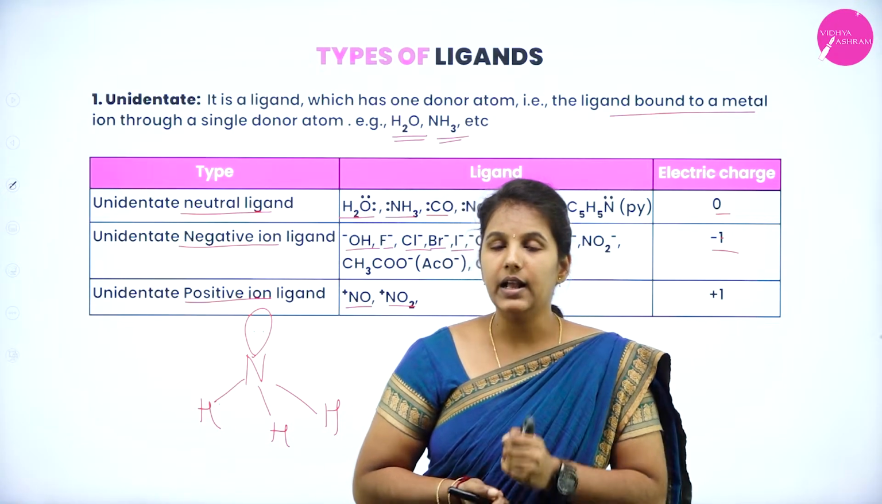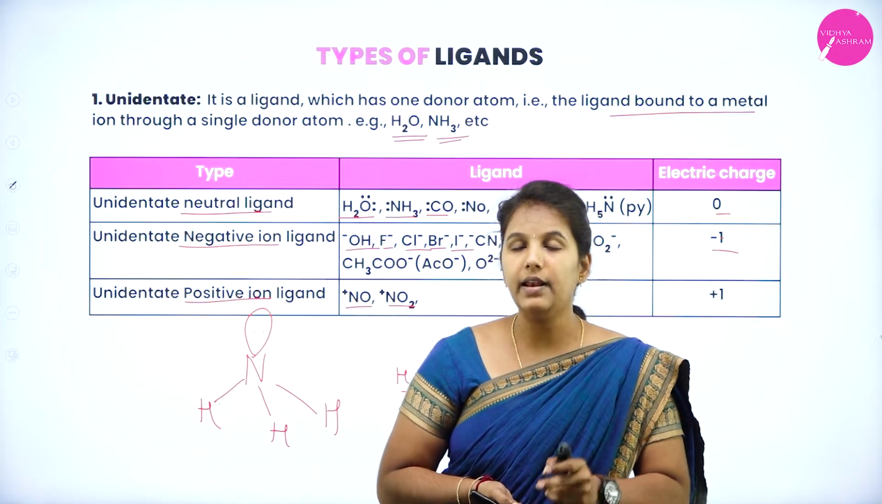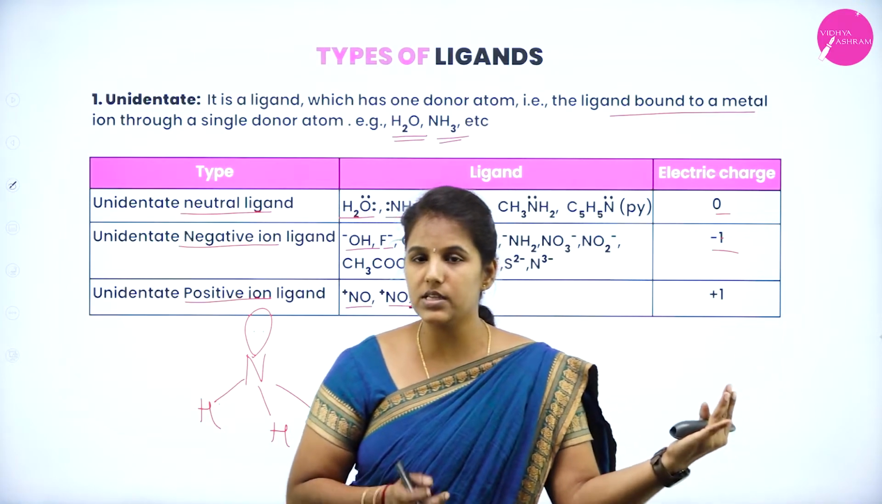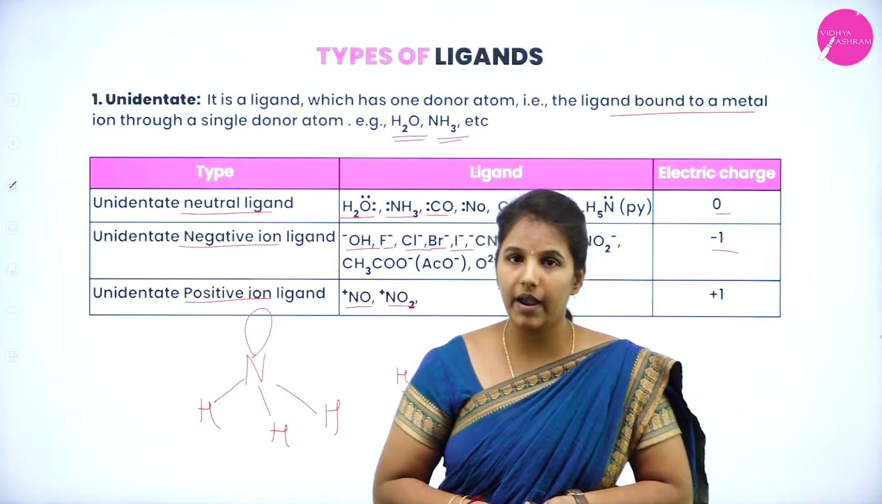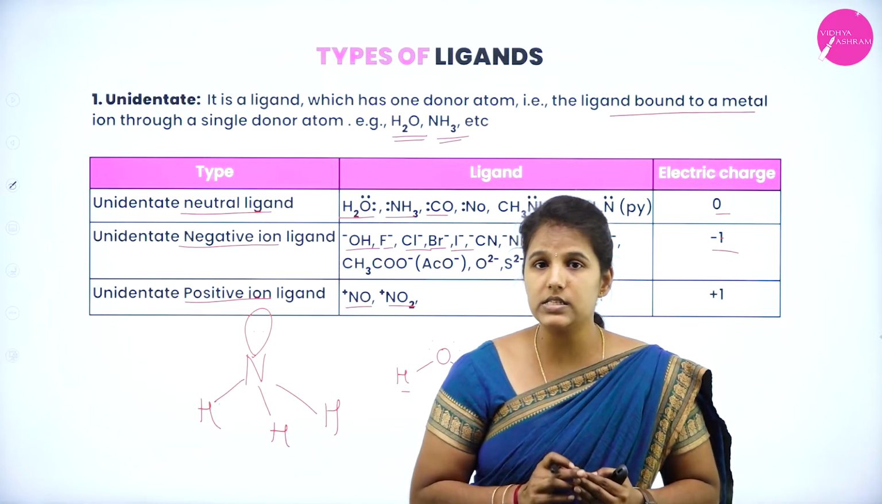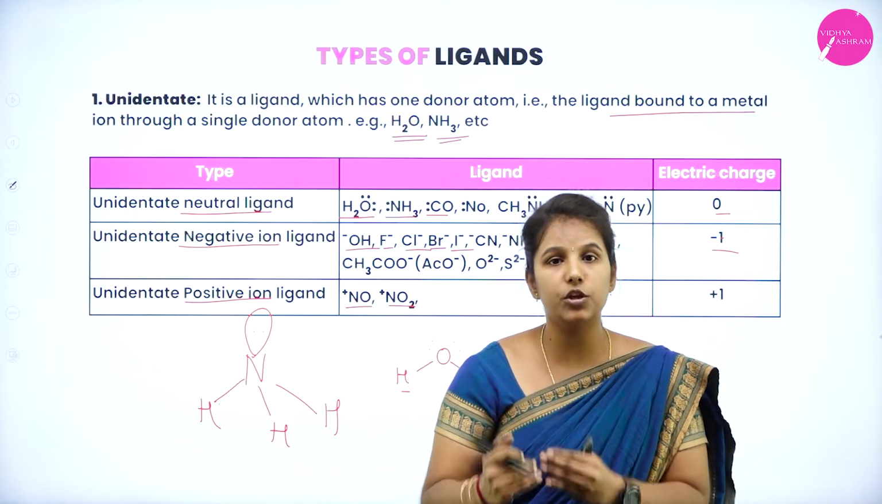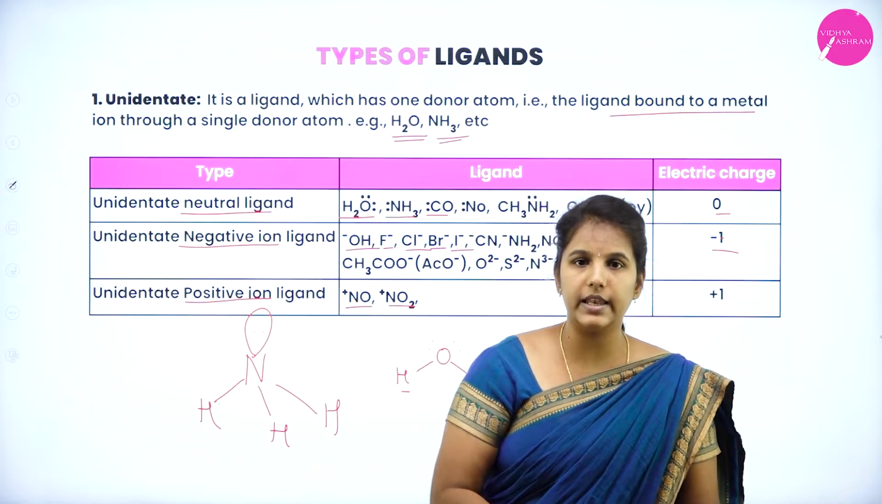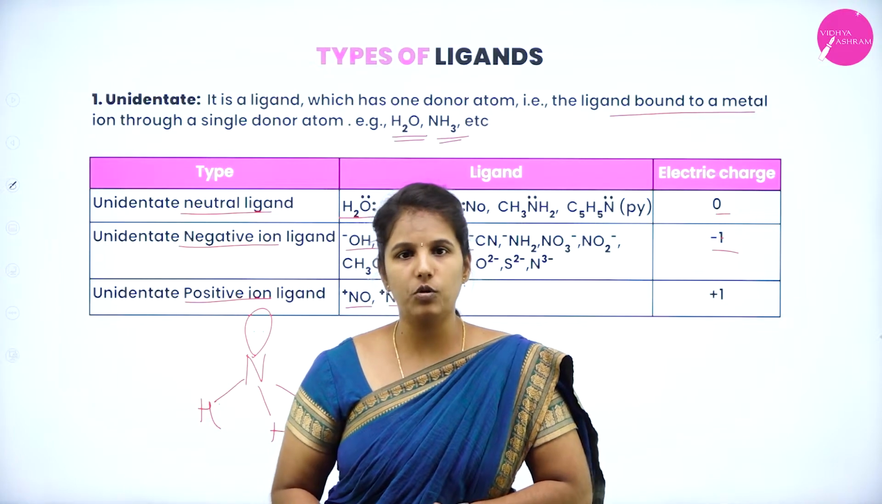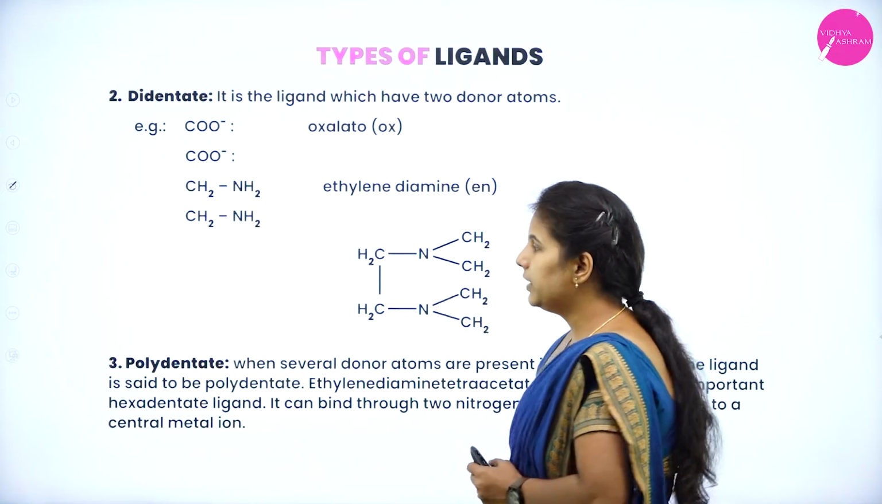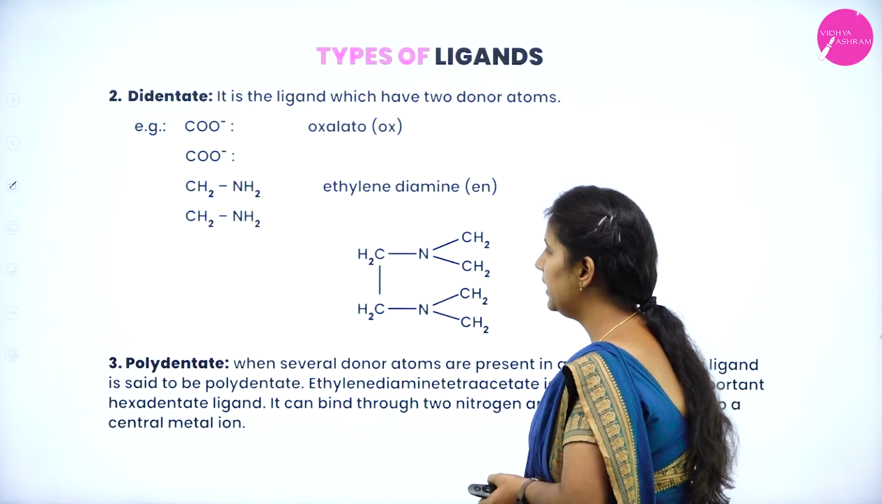This indicates that even though it is a unidentate ligand, it can carry 0 charge, a plus charge, or a -1 charge. This means a unidentate ligand may be neutral, or it may exist in a negative form, or it may exist in a positive ion form also. I'll go with the bidentate and polydentate ligands now.